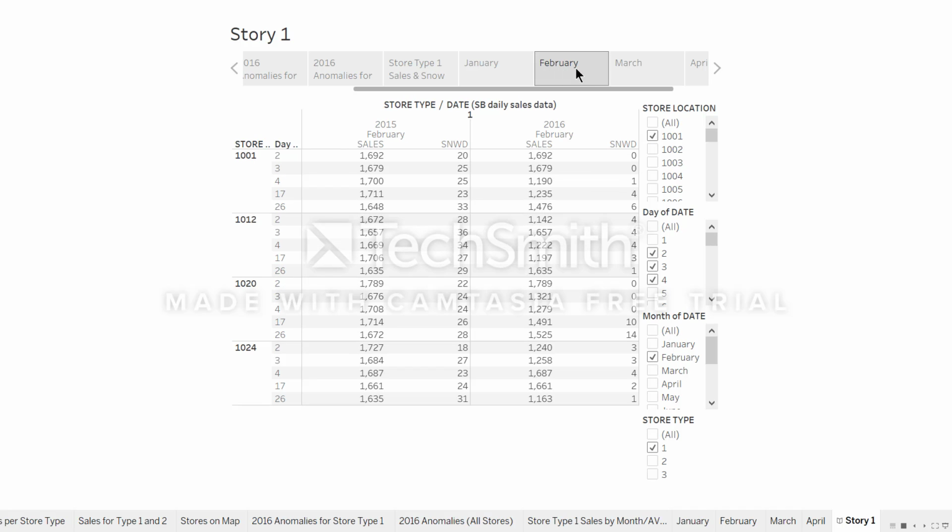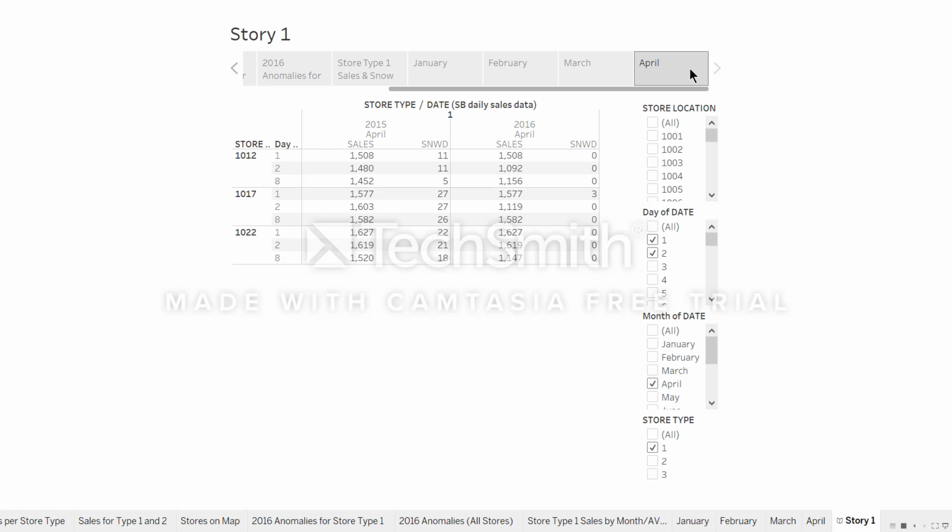We only looked at January, February, March, and April because those are the months where there was snow reported. We weren't so much concerned with summer months because we know the sales were going to be low regardless. And that is the explanation of the project.